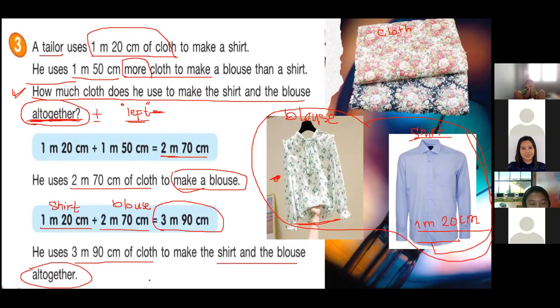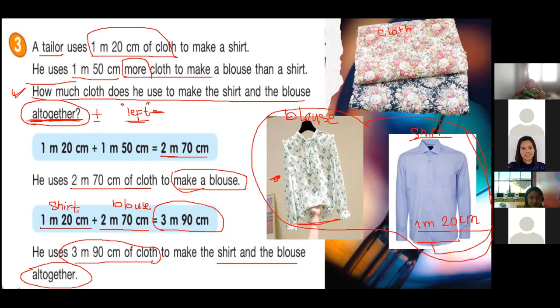So how many meter and centimeter? How much cloth does he use to make the shirt and the blouse all together? What is the answer? 90 centimeter. Okay, very good. So he used 3 meter and 90 centimeter of cloth.